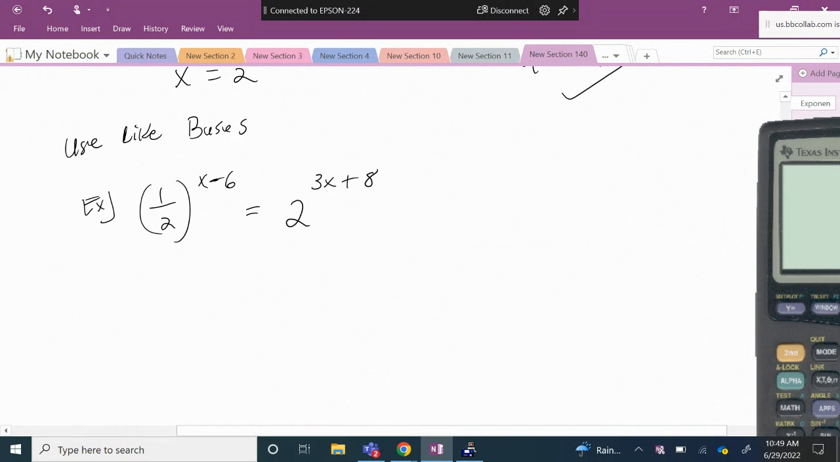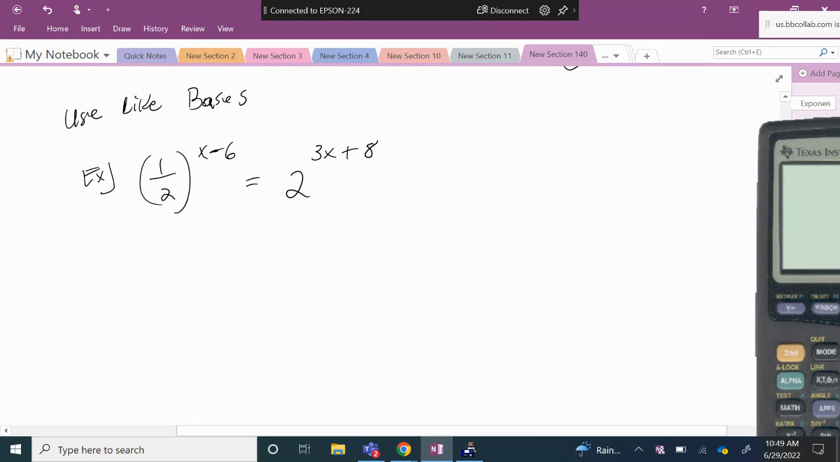As the problem is set up, I don't actually have the same base. One is a base of 1/2, one is a base of 2. So I can do one of two things: I can make them both base 2, or I can make them both base 1/2. I'm going to make both of these have a base of 2. On the right-hand side, that already has a base 2: 2 raised to the 3x plus 8.